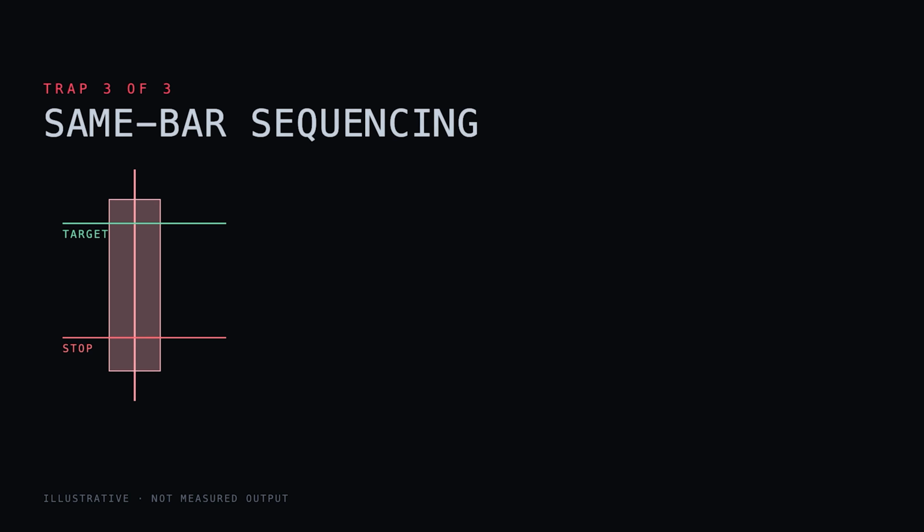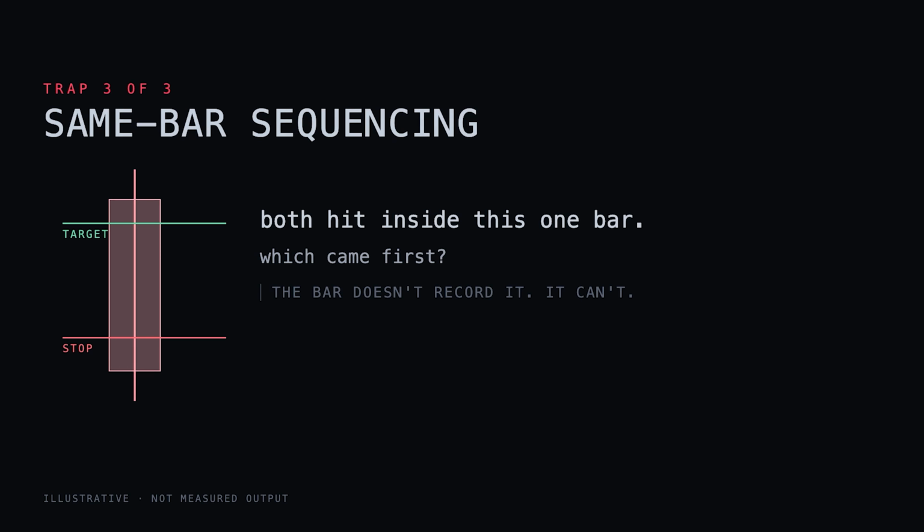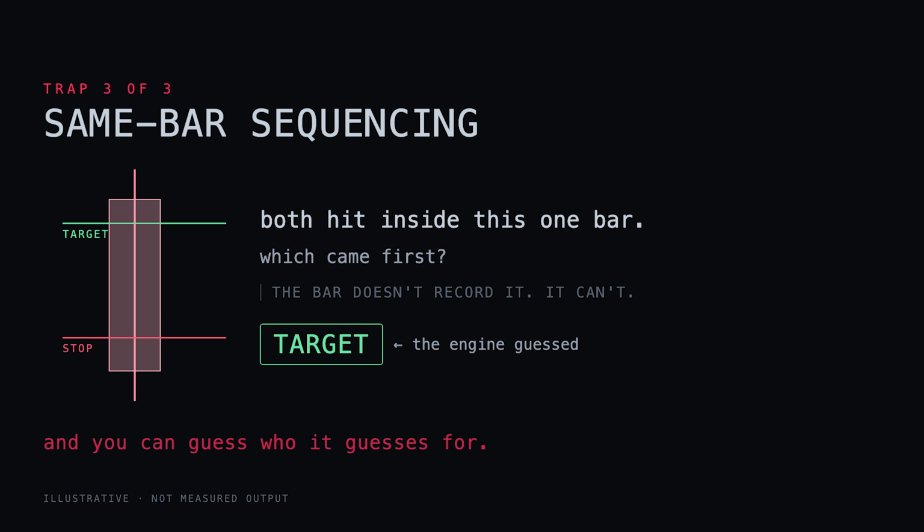3, and this is the quiet one. Say both your stop and your target both land inside the same bar. The bar doesn't record which one happened first. It can't. That information isn't there in most backtesting software. So what happens is it guesses, and you can guess who it guesses in favor of.